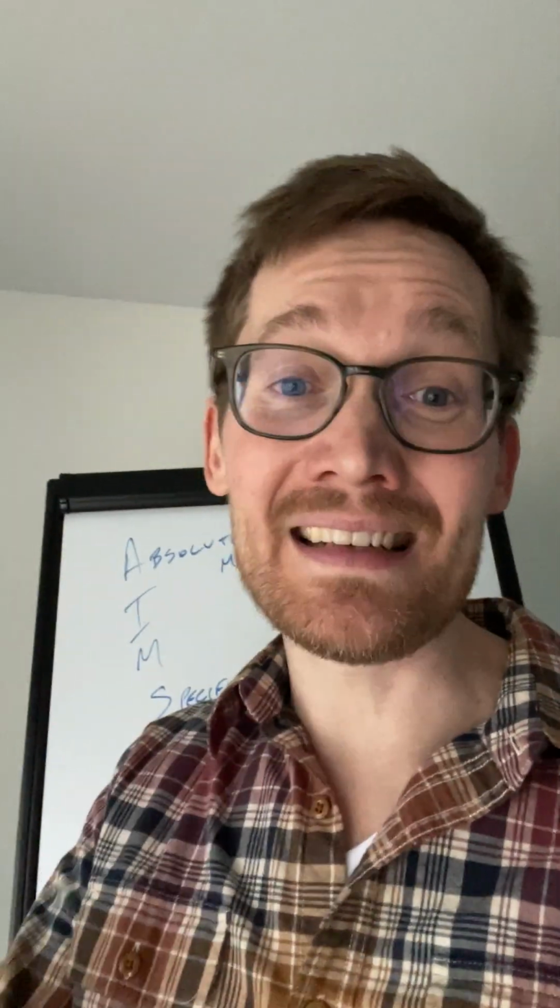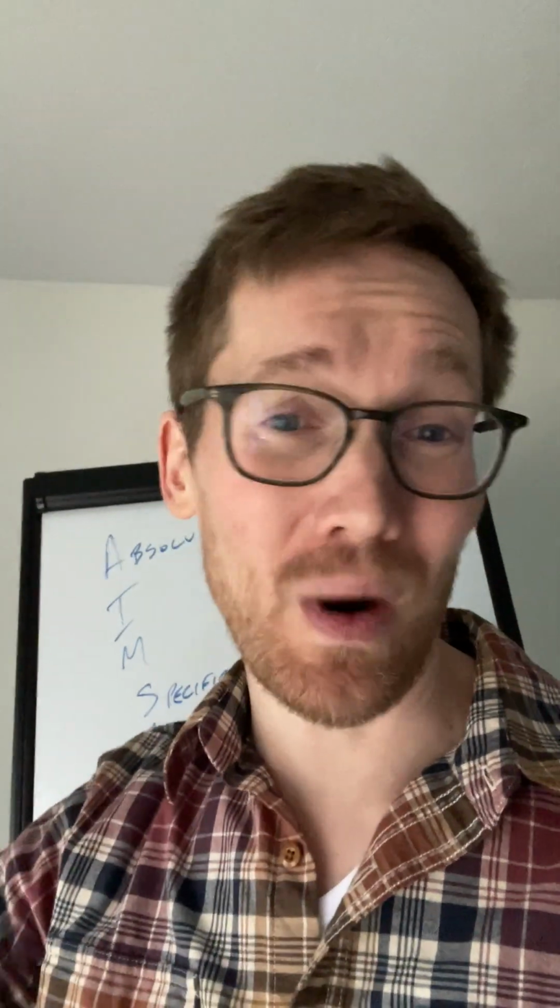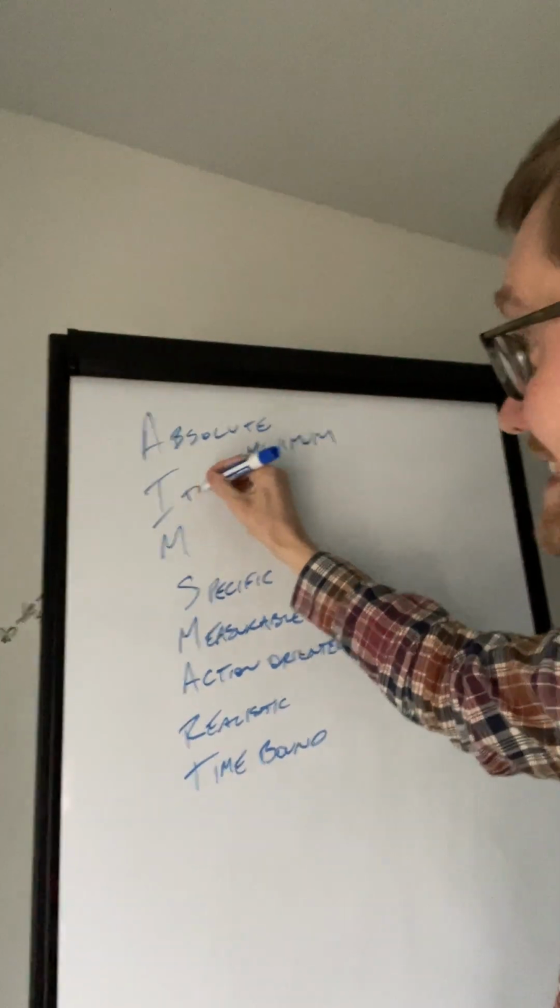So that might be if I'm trying to get back into running, you know what? I just want to run 1 day a week. I just want to get out there and try and run for 20 minutes. Now, the I stands for ideal. And that tends to be the goal that we initially make to begin with, right? Where it's I'm going to run 5 days a week for 20 minutes minimum.